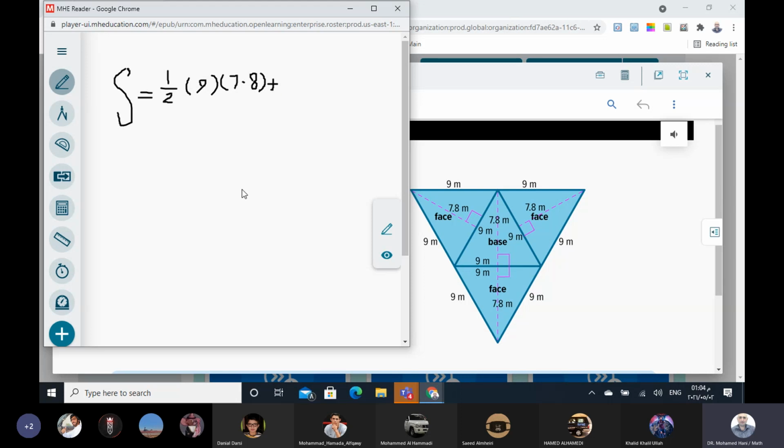Plus, how many lateral faces do you have? 1, 2, 3. So multiply by 3, times the area of the lateral face. Also we have a triangle. So the area will be 1/2 multiplied by the base, which will be 9, multiplied by 7.8.